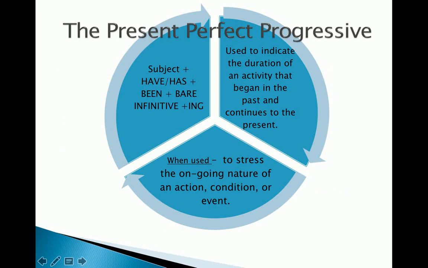The present perfect progressive. The form: you have a subject plus have or has plus been plus the bare infinitive with ing attached to it. It is used to stress the ongoing nature of an action, condition, or event. It's used to indicate the duration of an activity that began in the past and continues to the present.